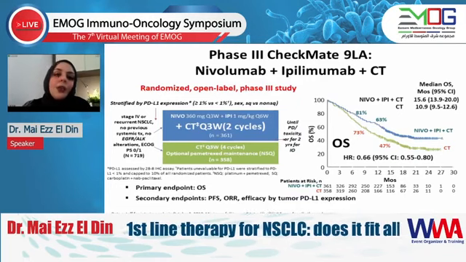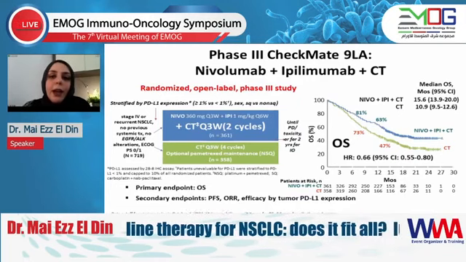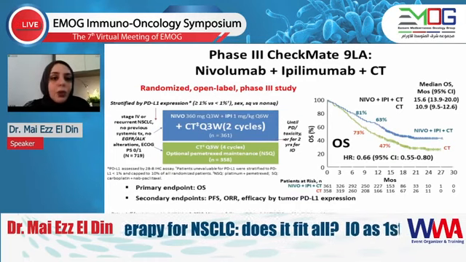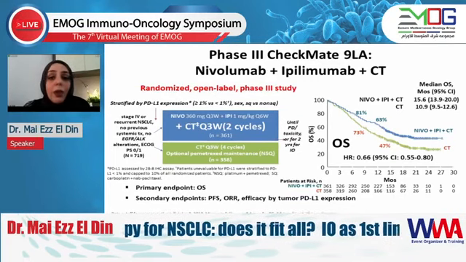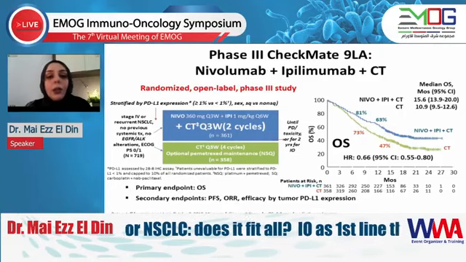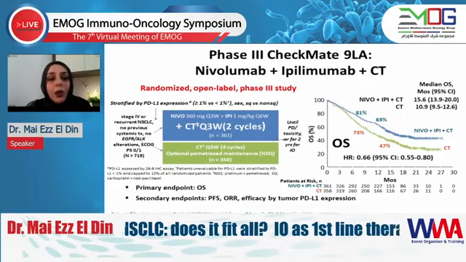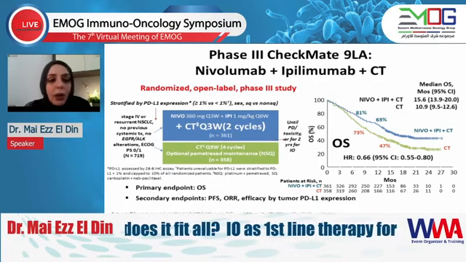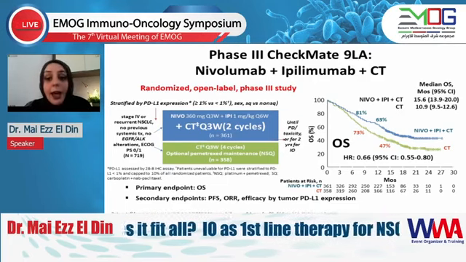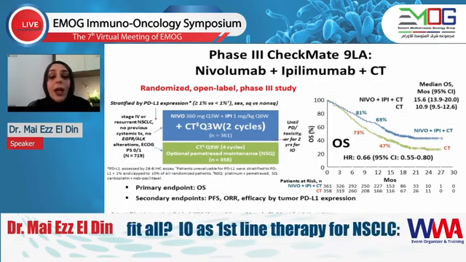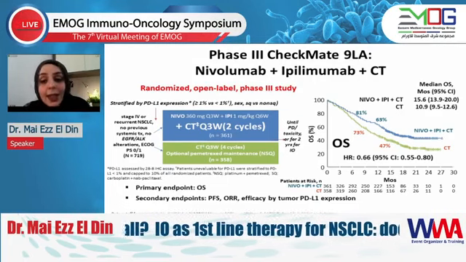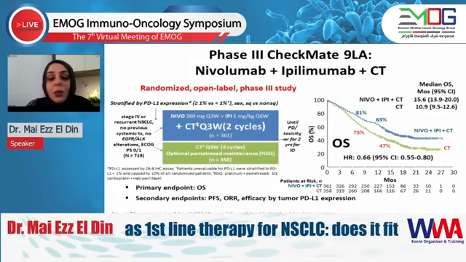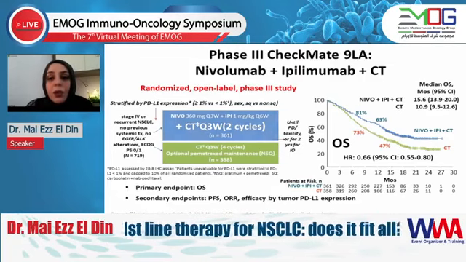Now, this is the last trial we'll be discussing, CheckMate 9LA. It is nivolumab and ipilimumab, our favorite duet, with chemotherapy. But interestingly, only 2 cycles of chemotherapy were given in this trial, and they did quite well. Even patients with all PD-L1 levels, all comers, were taken. And despite that, we have the usual hazard ratio in the range of 0.66 and almost 20% or more improvement in overall survival.